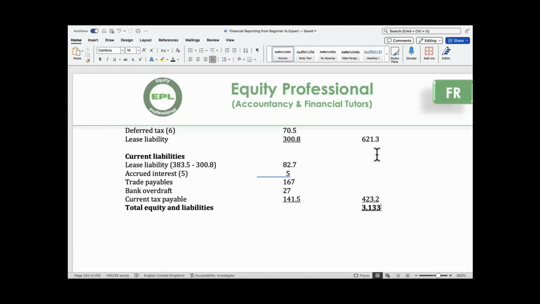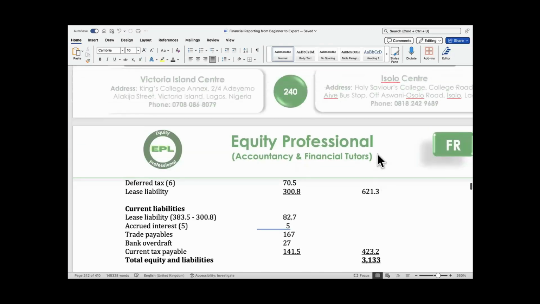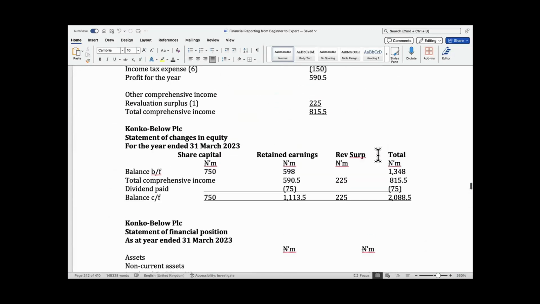I just wanted you to learn a character in the exam: if it doesn't balance, don't get bothered. It doesn't mean anything at all. If it balanced, then good. If it doesn't, still good. Yeah, so this is what we are required to do in the exam.